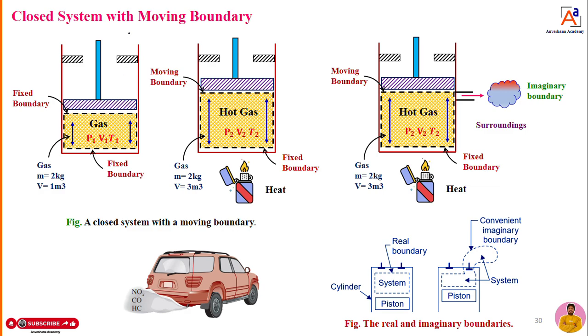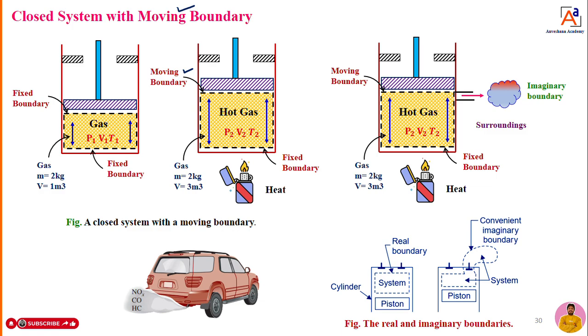To understand this closed system better, I am going to consider some more examples. There we get different boundaries: fixed boundary and moving boundary. When it comes to a closed system, it can have different boundaries, one is a fixed boundary and another is a moving boundary. So what is a fixed boundary? Dear students, I will take a piston and cylinder arrangement.